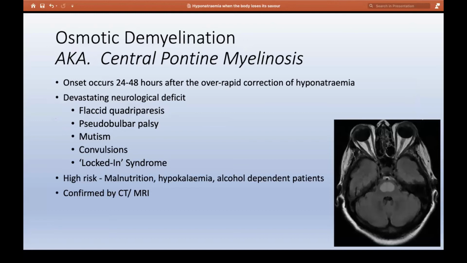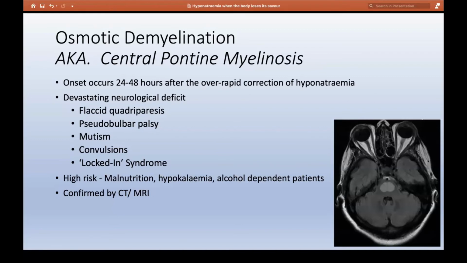Be careful of treating the patient in an overzealous way. Do not overcorrect hyponatremia suddenly. That can lead into a devastating neurological deficit. That's called osmotic demyelination, or it was called central pontine myelinosis, where one could get flaccid quadriparesis, pseudobulbar palsy, mutism, convulsions, or even locked-in syndrome. Patient is conscious but unable to communicate.